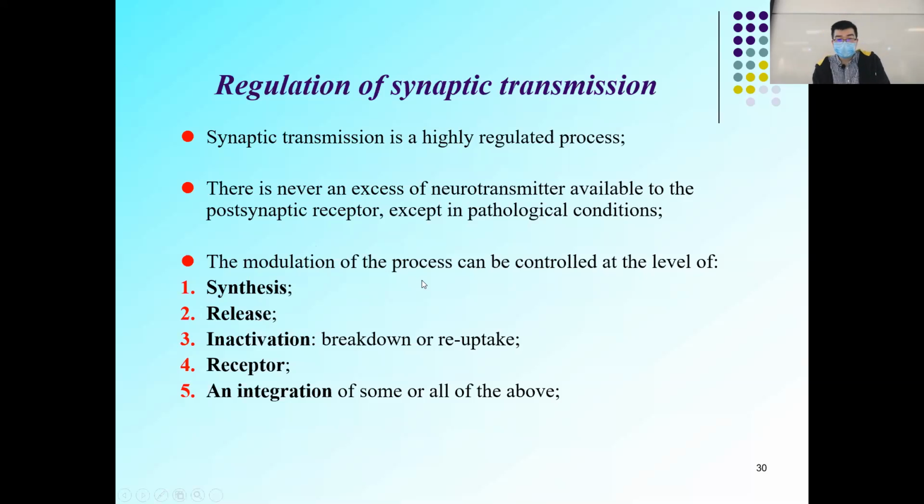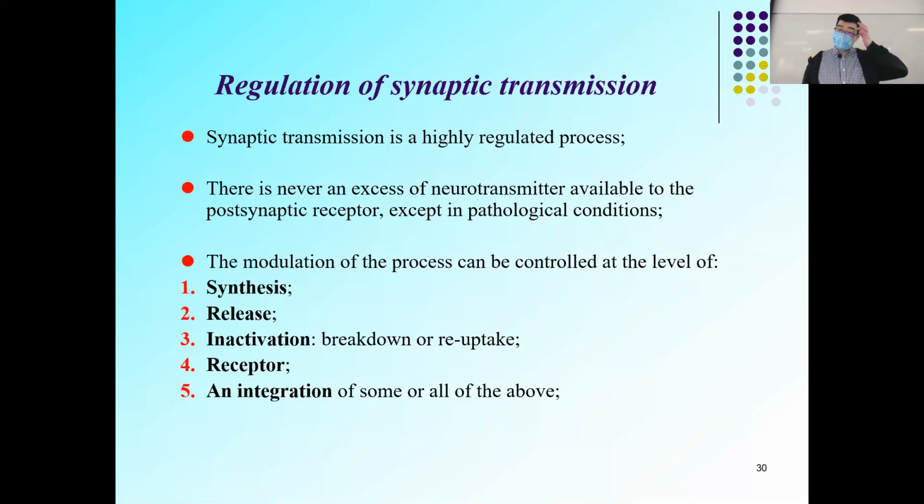Now, the modulation of the process. Synaptic transmission can be controlled at the synthesis, release, inactivation, at the receptor level, or through the integration of all of the above. That's why, when we talk about different neurotransmitter pathways, we always talk about the synthesis, the release, the inactivation, and also the receptor control. All of those can be controlled at different levels or in different ways. Okay, so we'll stop here today.